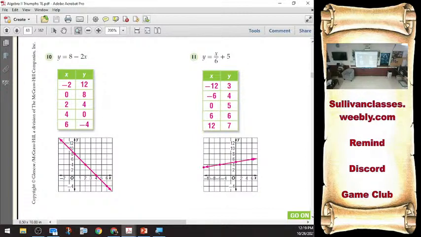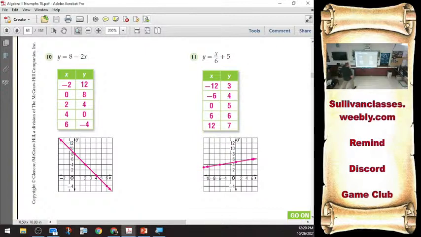For number 11, you see it's x over 6. I'm going to be dividing something by 6. I should pick numbers that are divisible by 6. I'm going to have really gross, nasty numbers up there if I put 5. Because 5 divided by 6 is just 5/6, or 0.8333333333333. It's gross. So pick numbers that are divisible by 6 so you don't have to deal with gross numbers.